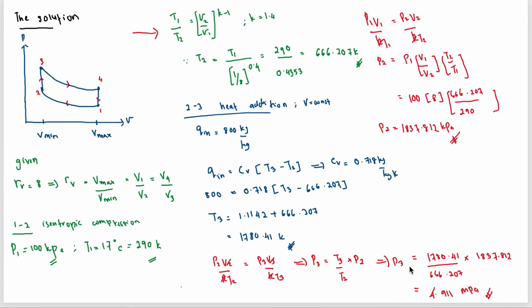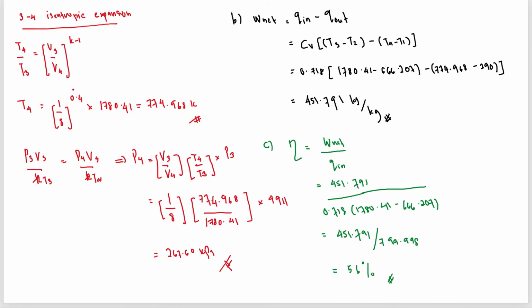3 to 4, if you can see from this PV diagram, this is isentropic expansion. Since this is isentropic expansion, I can use the green formula that relates T and V. Then from this formula, I get T4 as 774.96 Kelvin. And I get P4 from the ideal gas equation. Then I get P4 as 267.60 kilopascal. So this is the answer to question A.